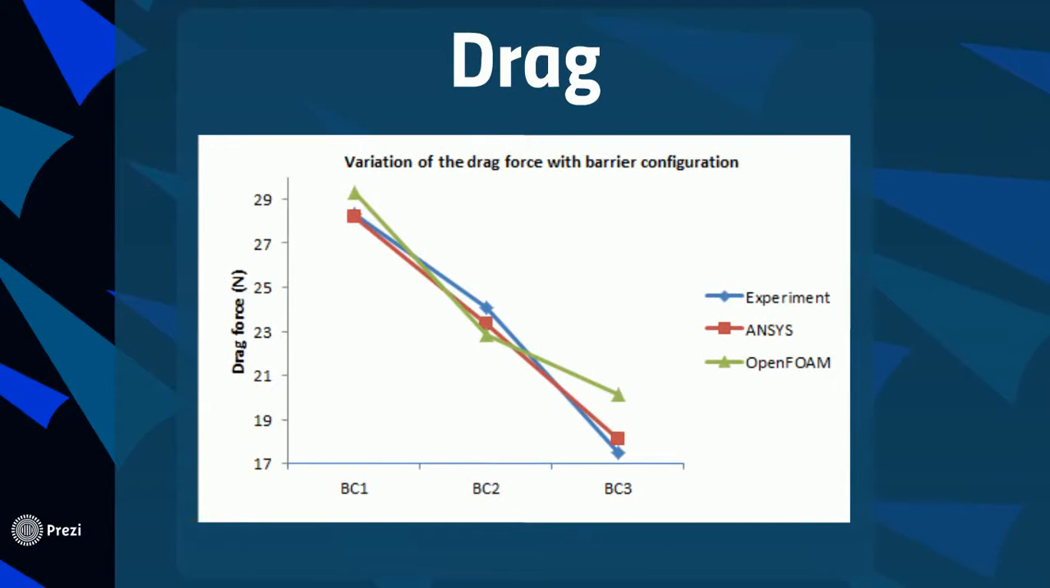Here is the drag force on the barrier. Here, BC1, BC2 and BC3 refer to barriers at angles of 90, 60 and 45 degrees respectively. As you can see, OpenFOAM gave reasonable results, but they were not as close to experiment as those obtained using ANSYS. It can also be seen that as the angle the barrier makes with the horizontal decreases, the result deviates further from experiment. A possible explanation is the relative mesh quality of the three different configurations.